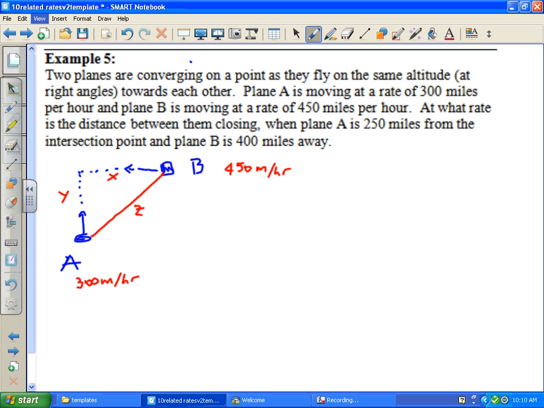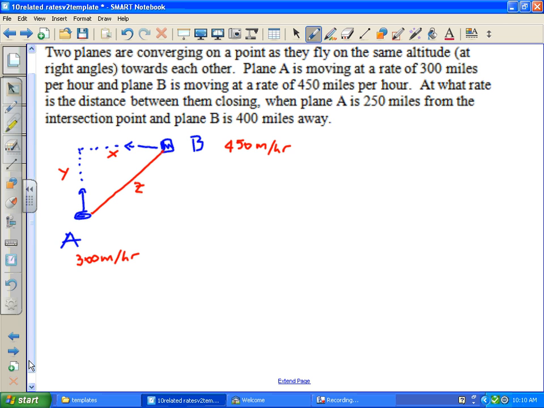First of all, if you're following the template, just like we did in the last question, we want to write down, what is the goal here? They said, at what rate is the distance between them closing? So how can you write that as a derivative? That's our goal. At what rate is the direct distance between them closing? How would you write that as a derivative?